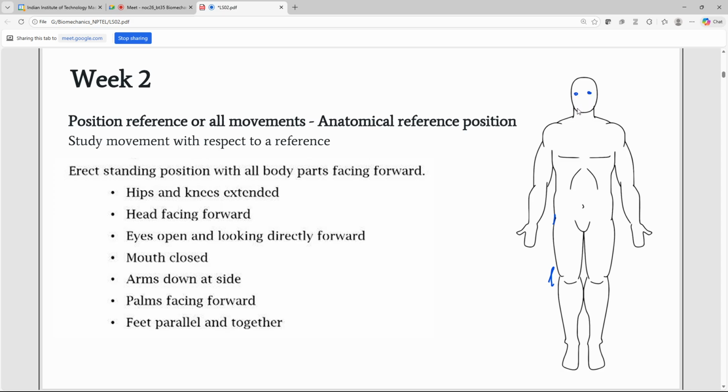and the face is looking forward, eyes open and looking forward, mouth closed, arms down at the side. So the arms are just kept down, and palms facing to the front, and the feet are parallel and together. So this is the anatomical reference position, and we will be using this reference. We will be describing any movements with reference to this anatomical reference position.